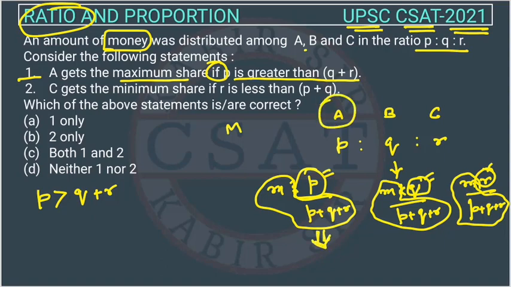So the portion of A will be largest. So he will receive the largest amount of money. So statement A is right. Now the second statement is C gets the minimum share.